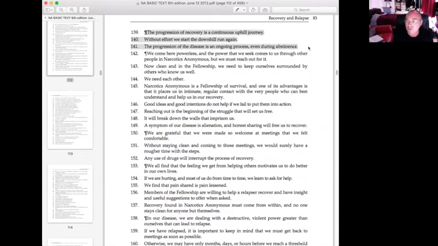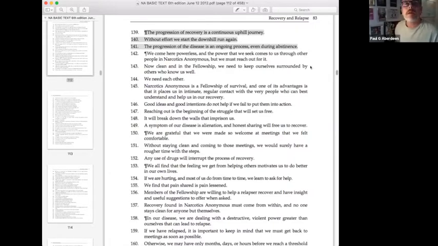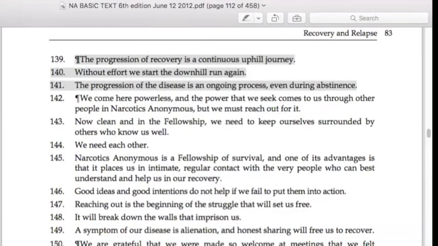Can we have two or three people sharing any experience? You don't have to be relapsers, just anyone who's noticed their recovery's got bad because they've stopped going through the process, because it's a process, recovery. Yeah, fantastic. Michael, if you want to answer the question, I think this progression of the disease is an ongoing process, even during abstinence. So if we're not keeping up the effort, I'd love to hear what your experience was.